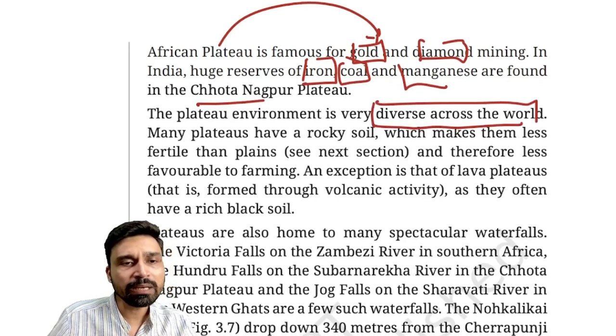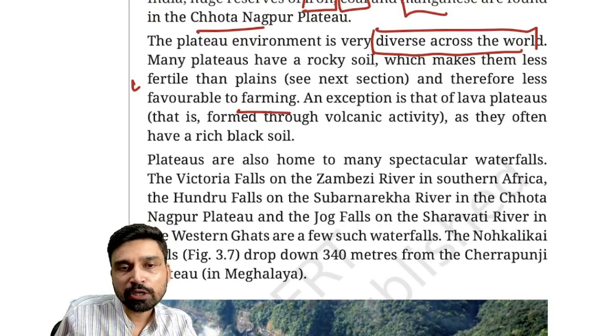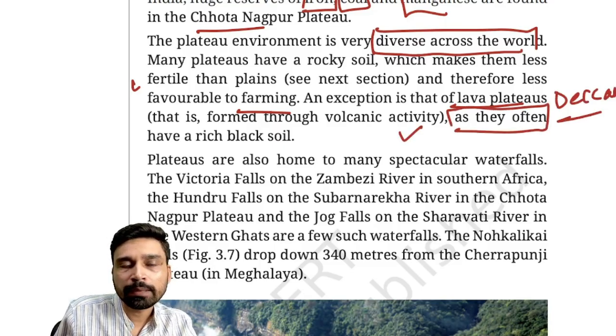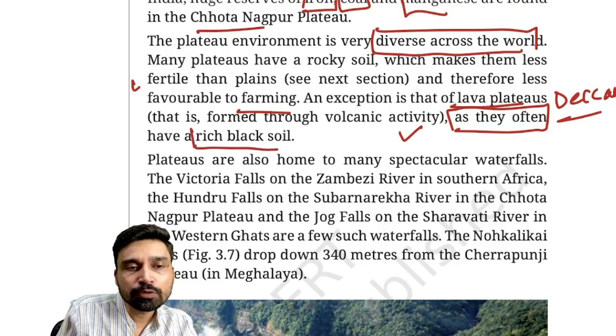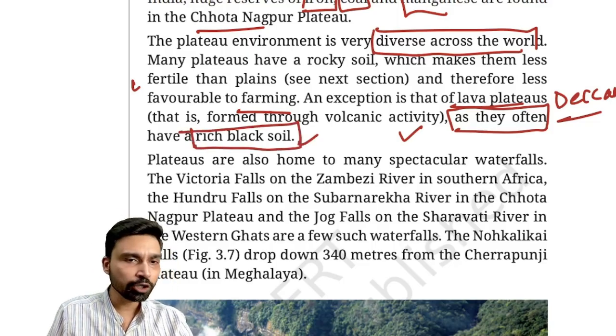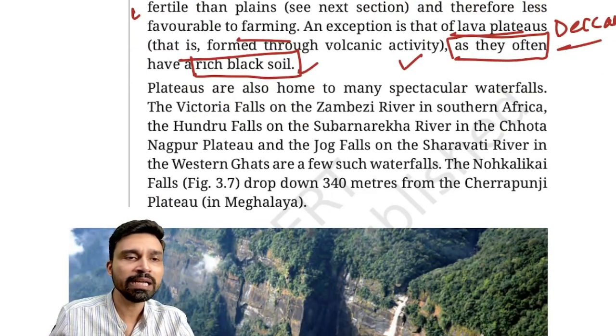The reason is that many plateaus have rocky soil, which makes them less fertile than the plains and therefore less favorable to farming. An exception is that of lava plateaus. The Deccan is an example of a lava plateau, and whenever lava plateaus form and erosion takes place over them, they create a very fertile, rich soil that is called black soil. And that's why black soil is known for cultivation of various crops, whether it is cotton, tobacco, or sugar cane in many parts of India.